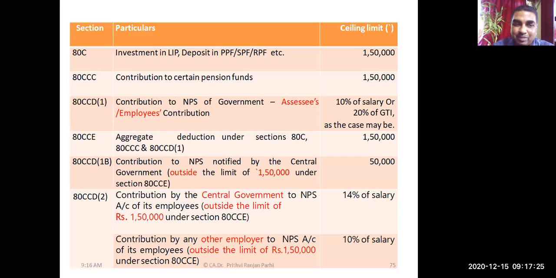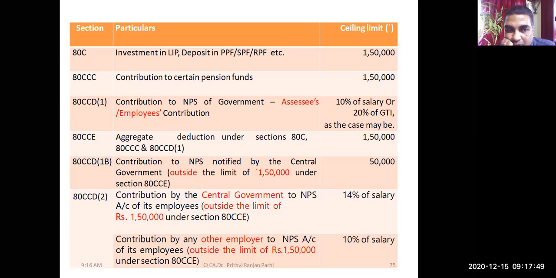But there are limitations. For 80CCD1B, the overall limit is 50,000. And for 80CCD2, if contribution is made by central government, the limit is 14% of the salary. If contribution is made by others, the limit is 10% of the salary. Excuse me, sir. I think now it is quite clear. Excuse me, sir. Yeah, please ask me.